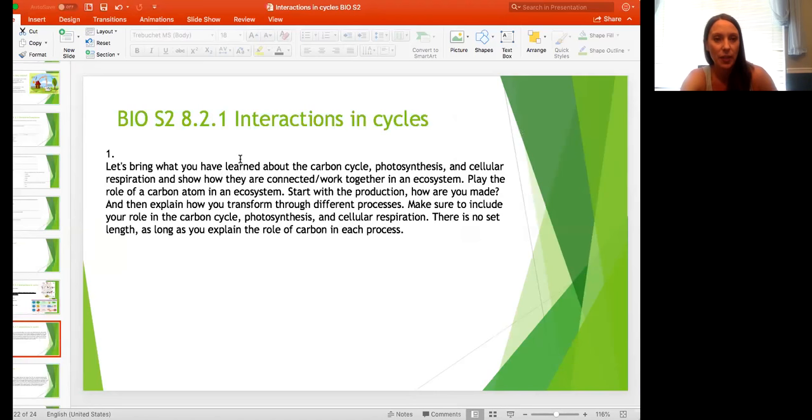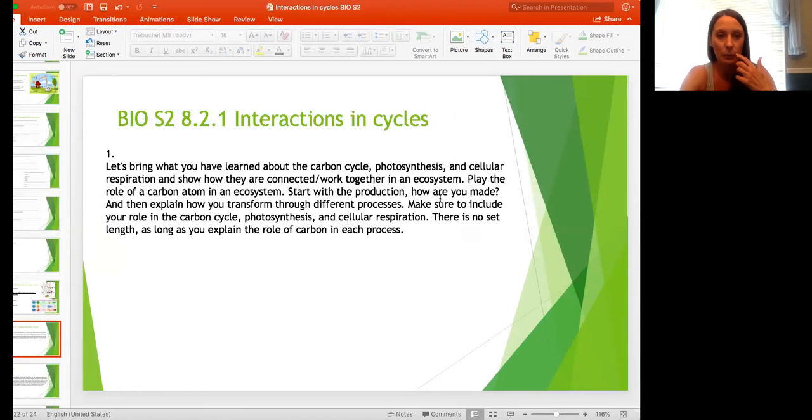Hopefully. Okay, so then we get to this 8.2.1, interactions and cycles, and I get lots of questions about it because it's like, well, what am I supposed to do here? So let's take a look at it. It says, let's bring what you've learned about the carbon cycle, photosynthesis, and cellular respiration all together and show how they're connected and work together in an ecosystem. So that's what we're doing.